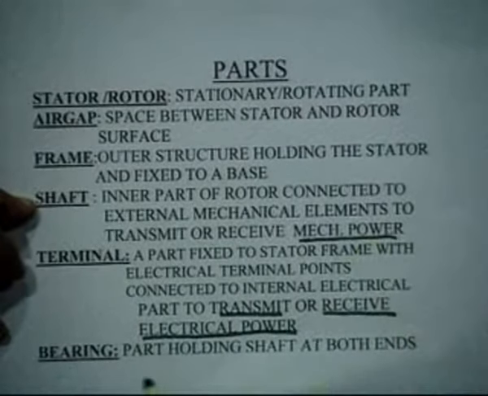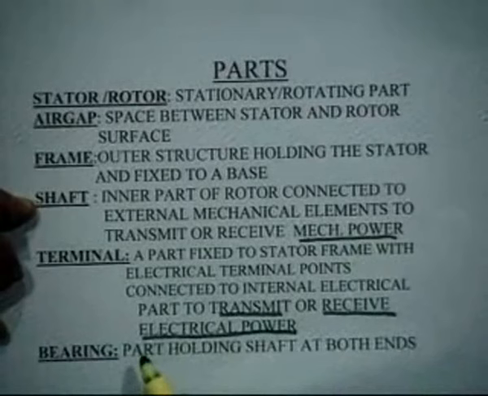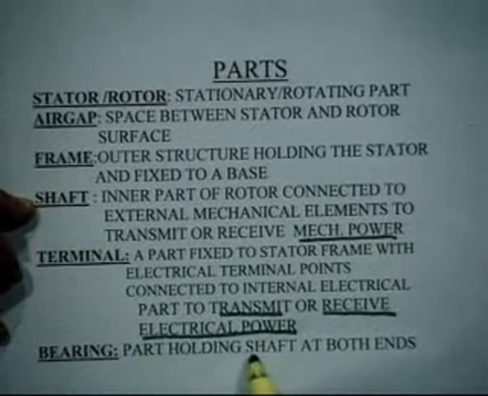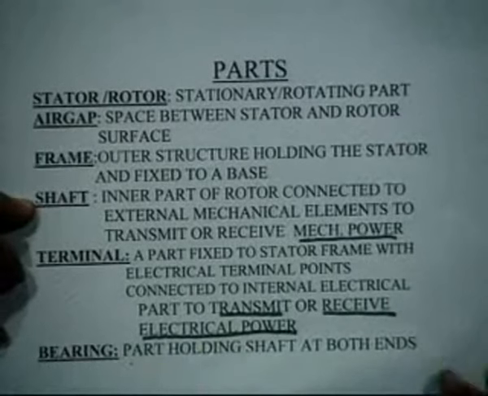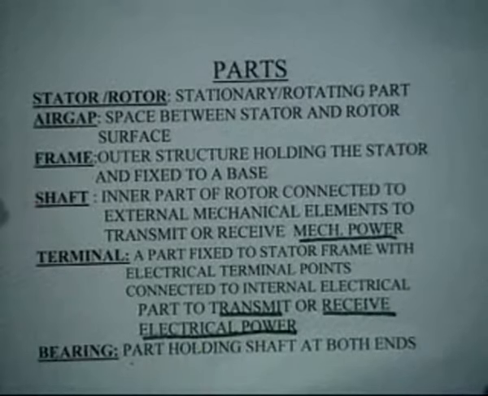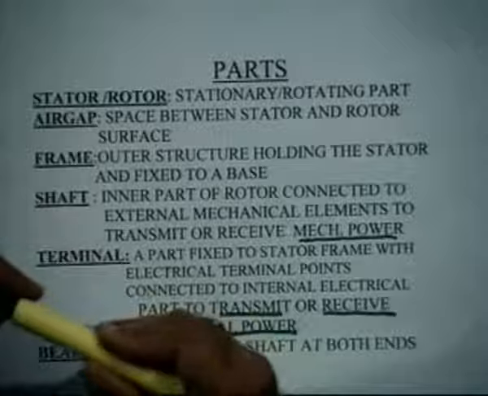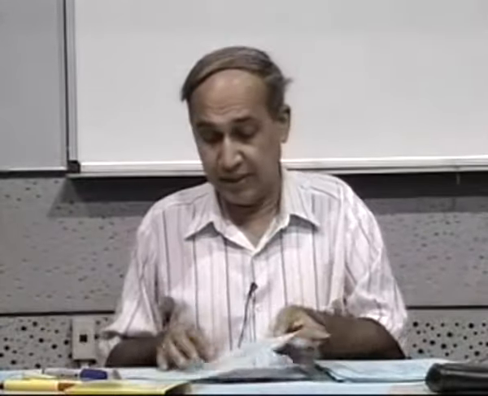Okay. Now there is also a bearing, which is an important component. It is a part which holds the shaft at both ends, because for smooth running the bearings are there, on which the rotor is mounted. So if you would like to see it pictorially, this is how a part of the machine looks like.